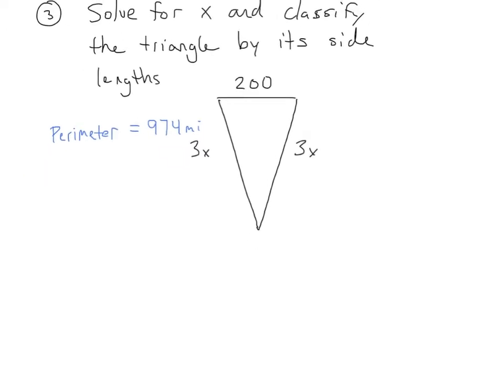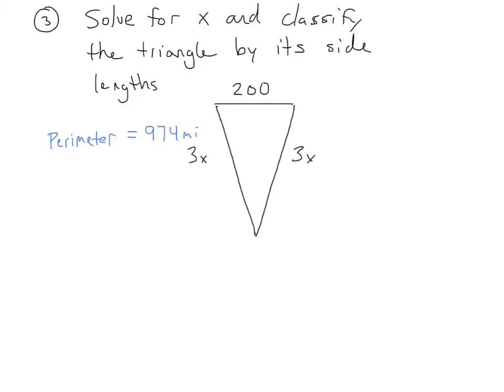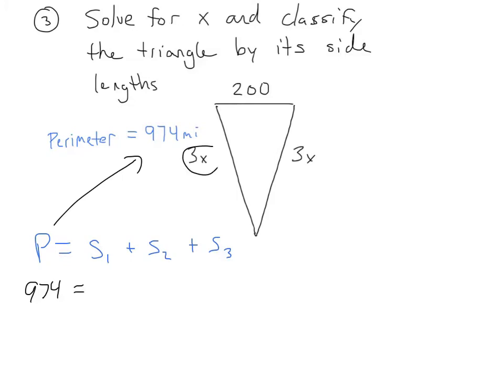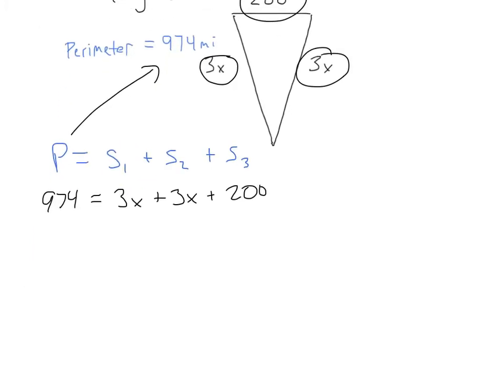All right, so if it were me, I would say, hey, I've been given the perimeter, and I know the formula for perimeter of a triangle, right? It is P equals side 1 plus side 2 plus side 3. So, plug in what we know. Do I know the perimeter? Yeah. It's 974 miles. They just told us from up there. And that equals side 1, which is 3x, plus side 2, which is also 3x, plus side 3, which is 200. So now if I'm going to solve this, 3x and 3x gets me 6x plus 200.